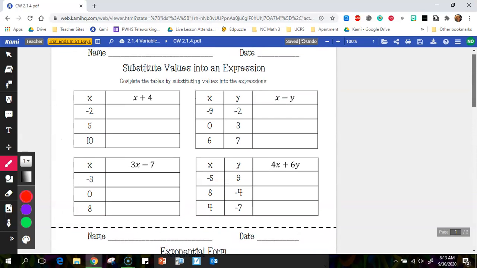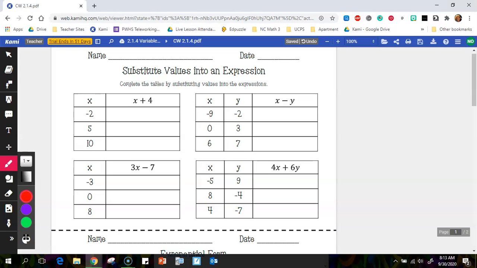All right, so for the first section, it's about plugging in the value for the variable and then just doing the math. So we're going to plug in the -2 for the x, and then just do the math, and that's 2. Plug in the 5, 9, and then plug in the 10, that's 14. So we'll do the same thing.